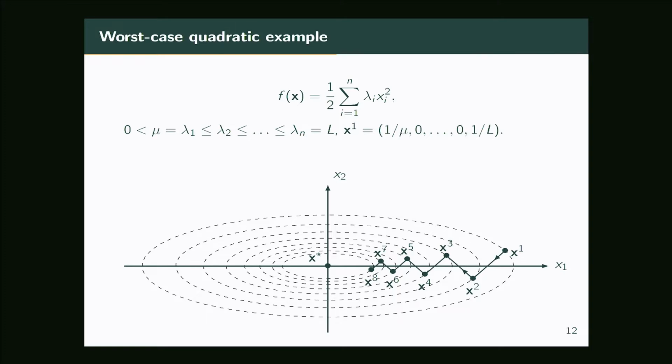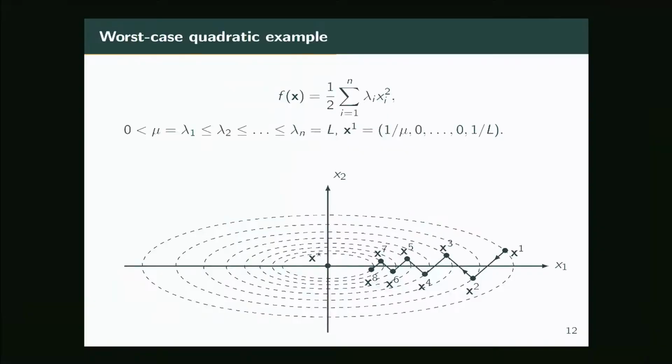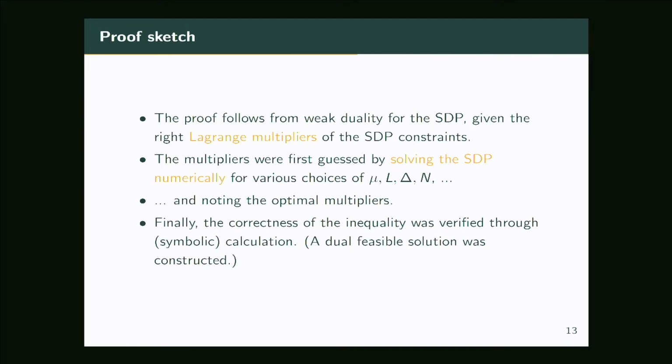This example establishes the worst case behavior for both fixed step length of the shown size and the exact line search. And the other side is shown by the semi-definite programming bound. Okay, so that is the strongly convex L-smooth case.